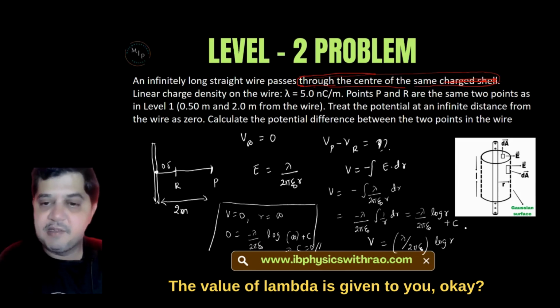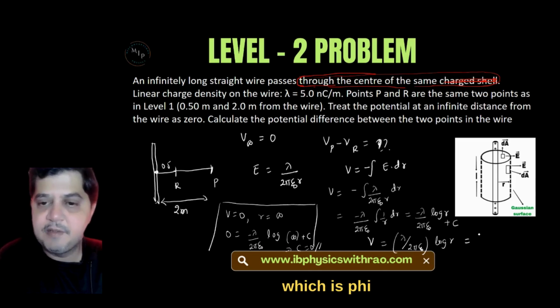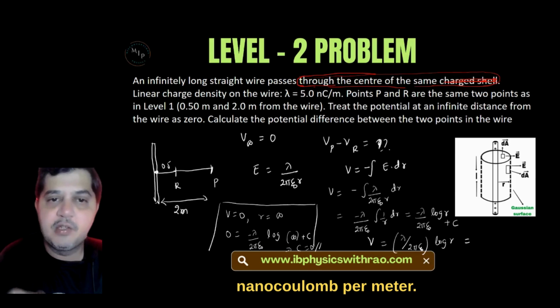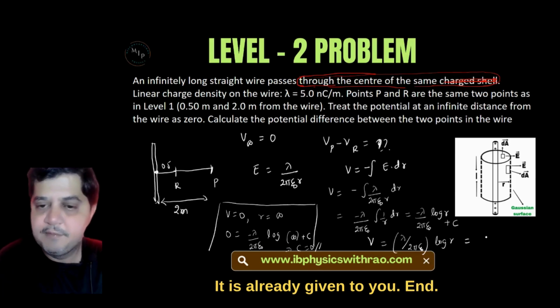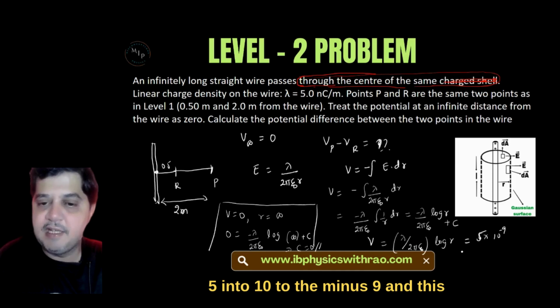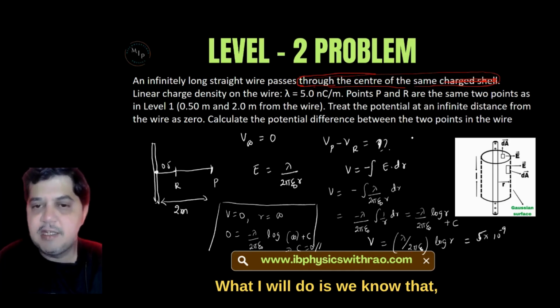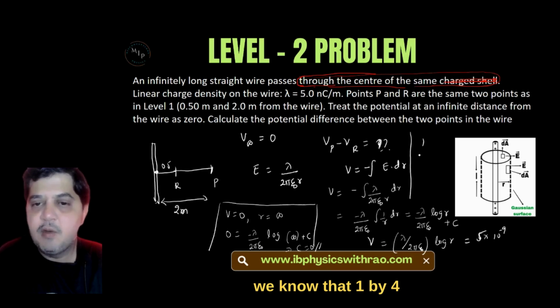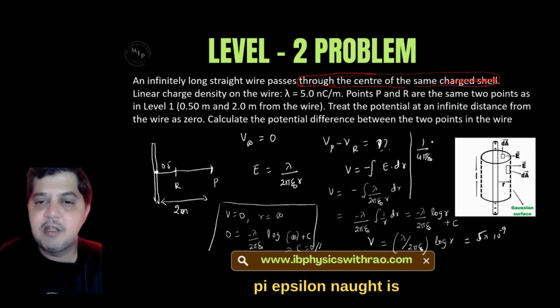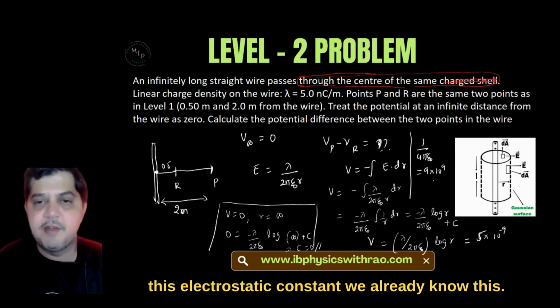The value of lambda is given to you. I will write this as equal to, what is the value of lambda? Which is 5 nanocoulomb per meter, it's already given to you, 5 into 10 to the power of minus 9. And this is 2 pi epsilon naught. What I will do is, we know that 1 by 4 pi epsilon naught is equal to 9 into 10 to the power 9. This electrostatic constant we already know.